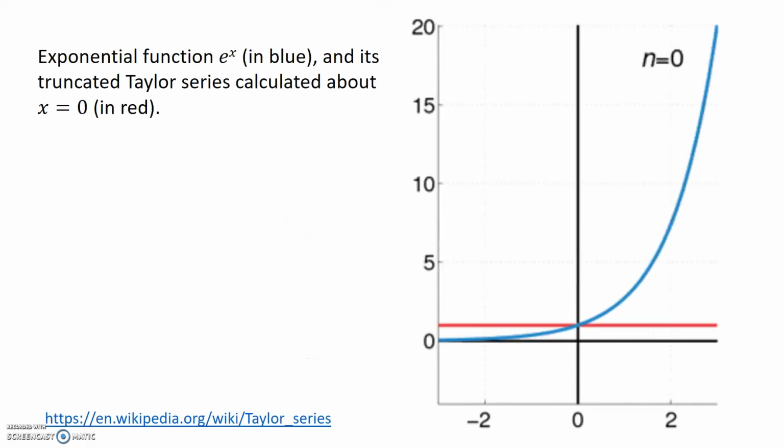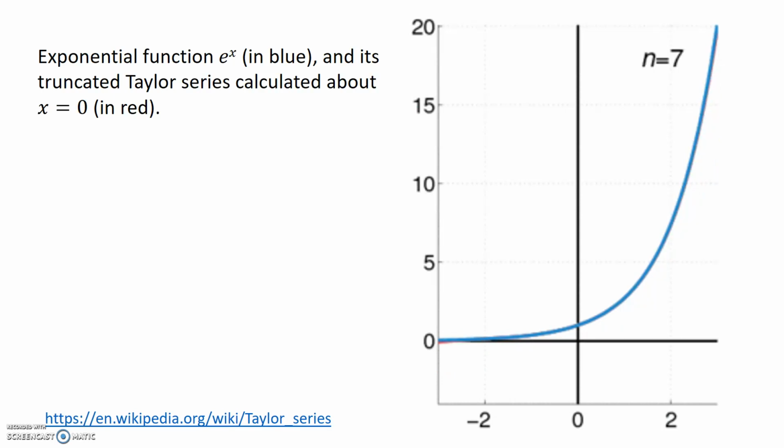Alright, so I've stolen this animation off Wikipedia, and what it's showing us is the exponential function, so e to the x, which is this blue line, and that's the exact value of the function. And what we've got in the red is the truncated Taylor series, calculated about our point of interest x equals 0. And what we can see is that this n value is changing, and that's changing how many terms that we're picking up in the Taylor series.